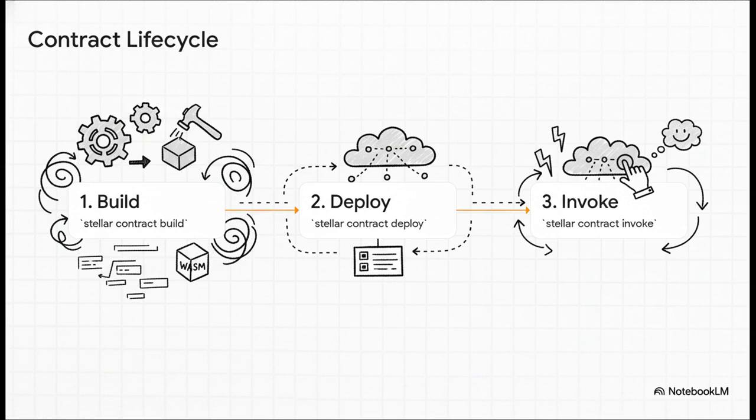And the whole workflow, the lifecycle, is just as simple. It's a 3-step dance. First, you build your contract, which turns your Rust code into that Wasm file. Then you deploy that file to the network, which gives it a permanent address. And finally, you invoke functions at that address. Build, deploy, invoke. It's a clean, repeatable process.